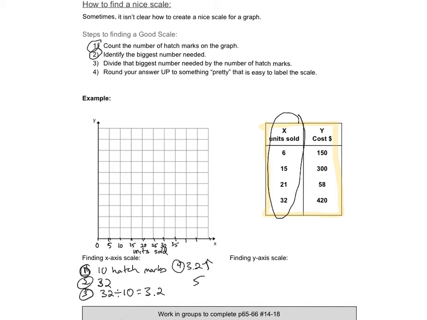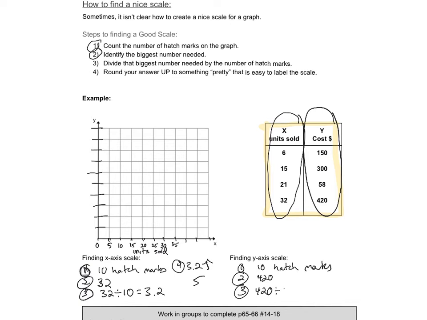Let's do the same thing for the y-axis. Again, I will find I have 10 hatch marks: 1, 2, 3, 4, 5, 6, 7, 8, 9, 10. That's not always going to be true, but in this case it is. So I have 10 hatch marks. My largest y value in my y column is 420. So I'm going to take my 420 and divide by that 10, and that gives me 42.